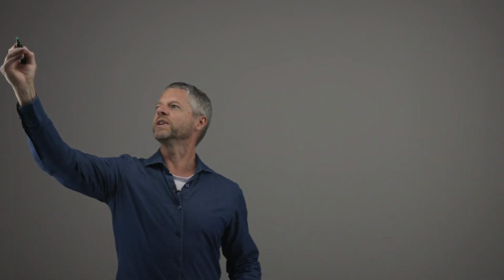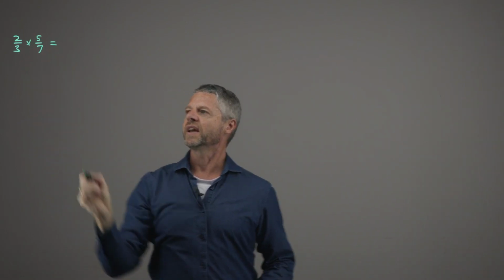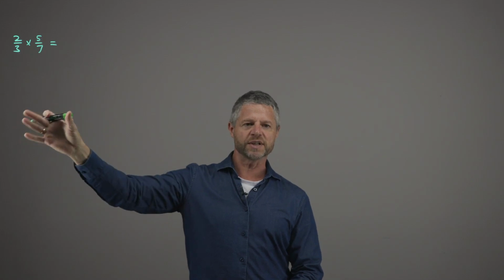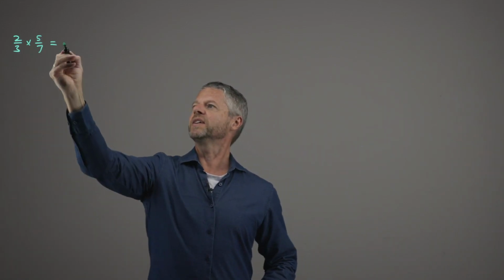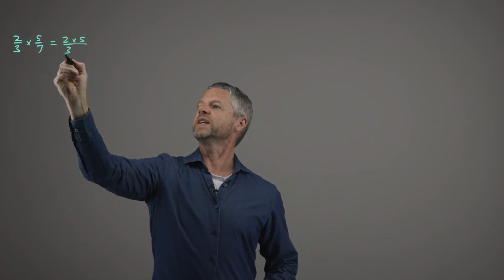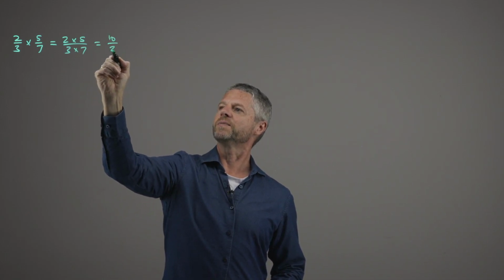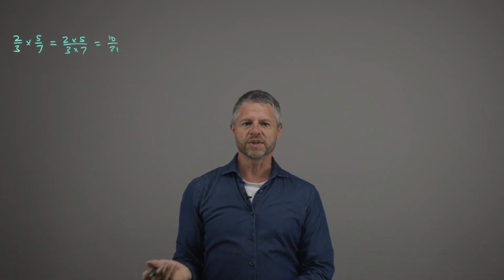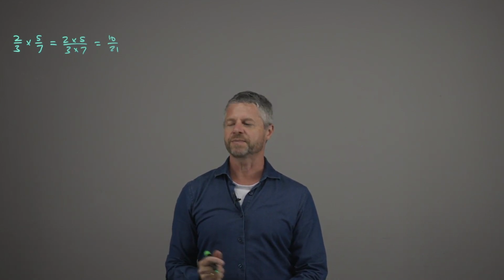For example, 2/3 times 5/7. And we noted that all we do is multiply the numerators and multiply the denominators. So we got 2 times 5 over 3 times 7, which is 10 over 21. So we do something similar if we're multiplying rational expressions.